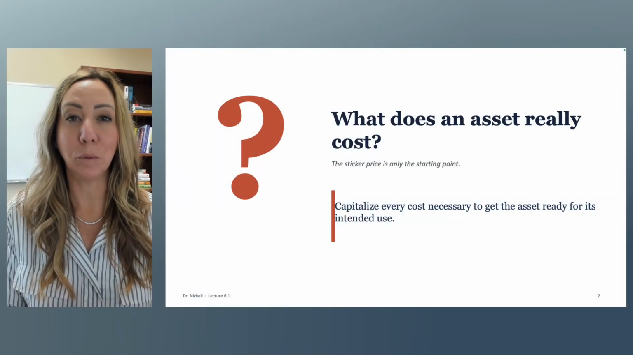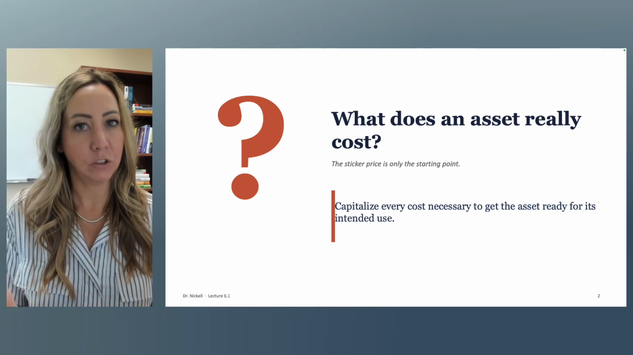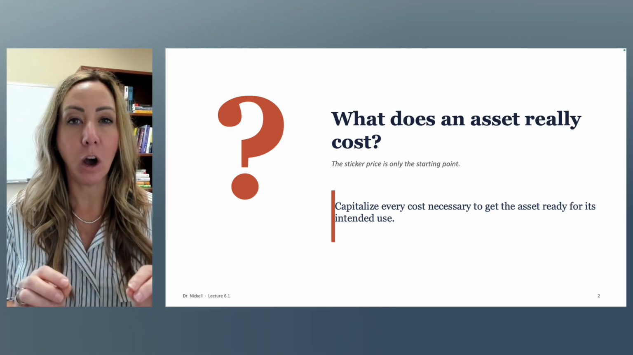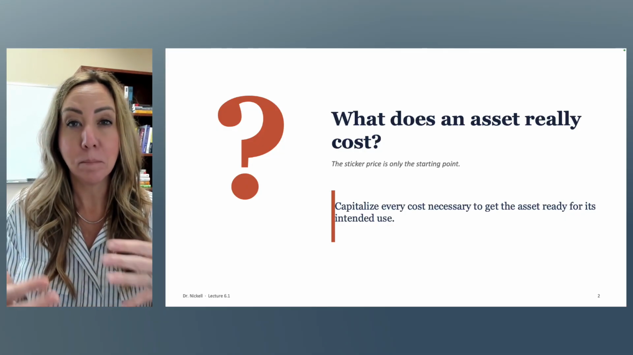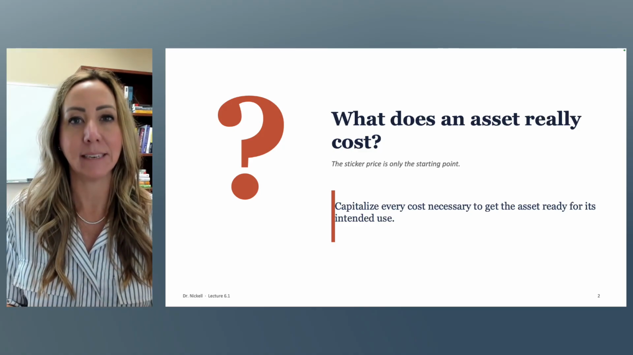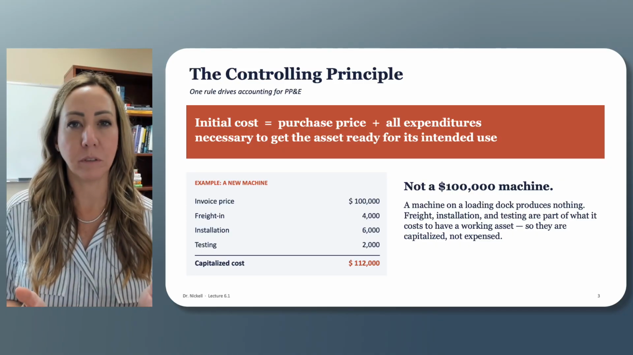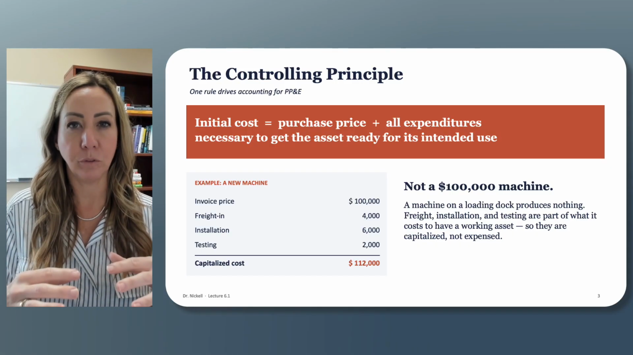Just like inventory, you would think that the cost to capitalize PP&E would be the purchase price. But I want to challenge that instinct right now because just like inventory, the initial cost of an asset, even a long-term asset, includes the purchase price plus all expenditures necessary to get the asset ready for its intended use. When we're talking about PP&E, we call this the controlling principle. We include all costs necessary to control and use the asset.